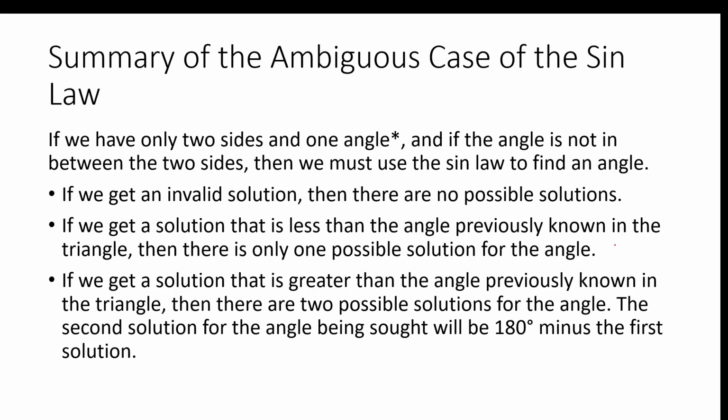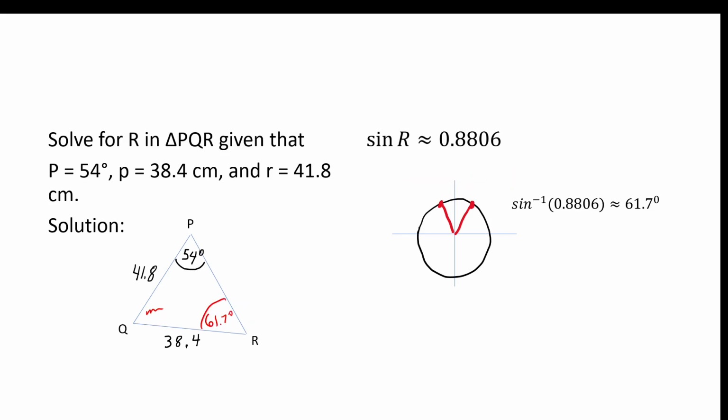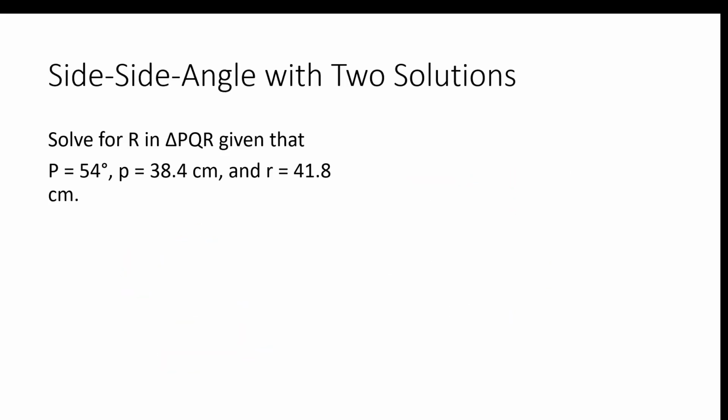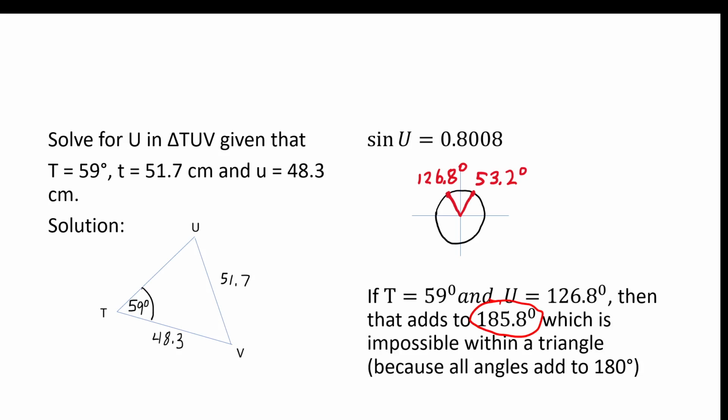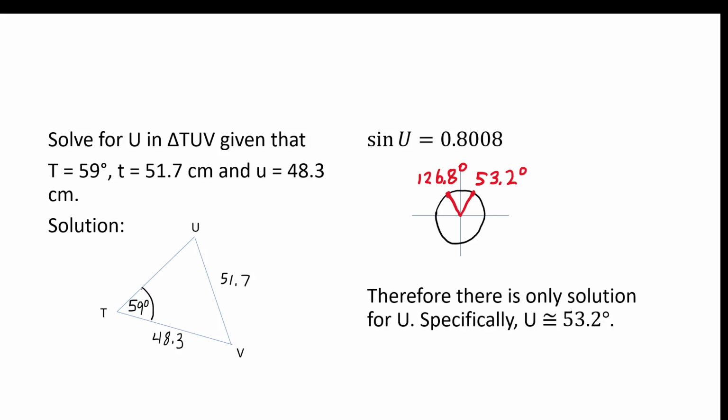So let's just show you quickly what we mean by that second point. What we're saying here is if we get a solution less than the angle previously known, there's only one possible solution. So go back a ways. I'm going backwards on the slideshow now. If we go back to here, you'll see that when we solve for angle u, we got 53.2 degrees as our first answer using the sine law. That 53.2 degrees is less than 59. That means we're only going to get one answer.